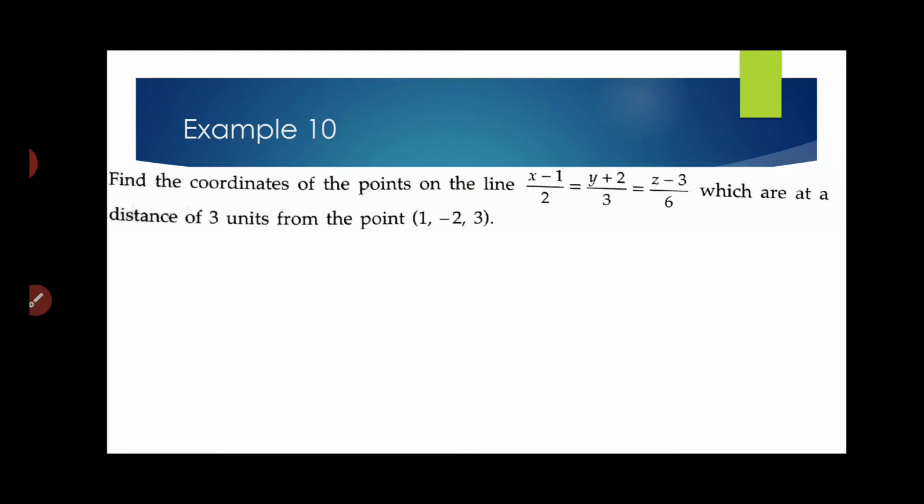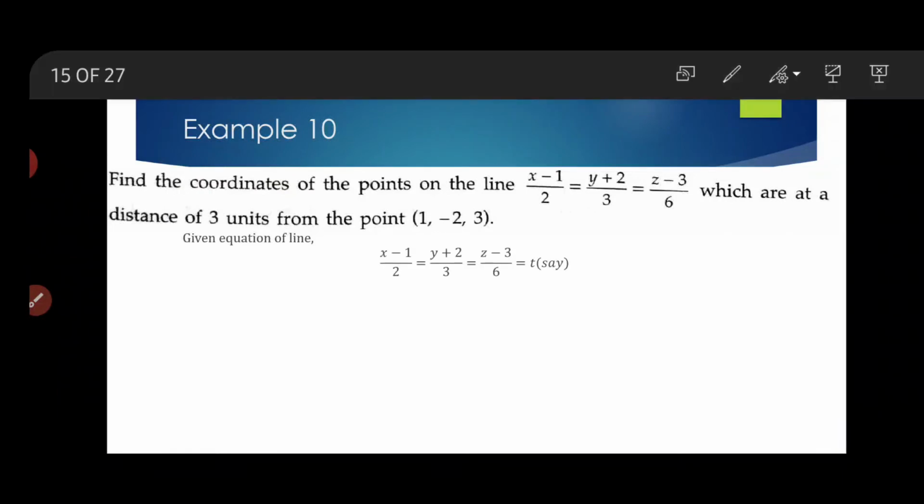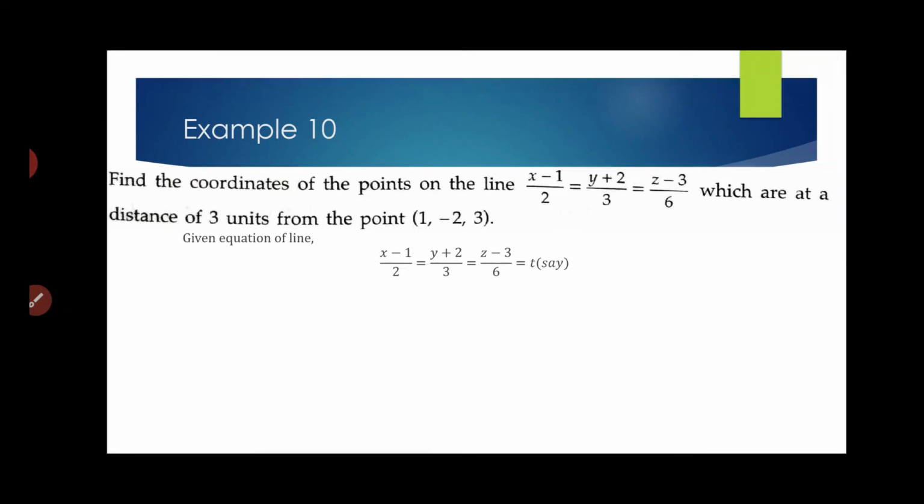Find the coordinates of the point on the line (x minus 1) by 2 equals (y plus 2) by 3 equals (z minus 3) by 6, which is at a distance of 3 units from the point (1, minus 2, 3). So let us first find the general form of the line. The general form of the line can be written as (1 plus 2t, 3t minus 2, 3 plus 6t).